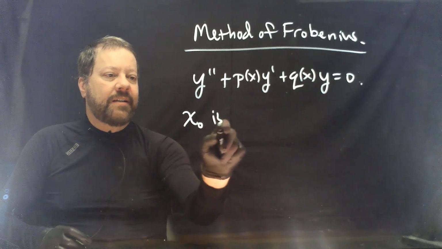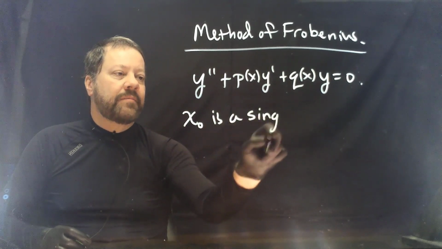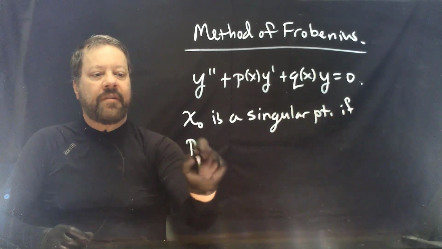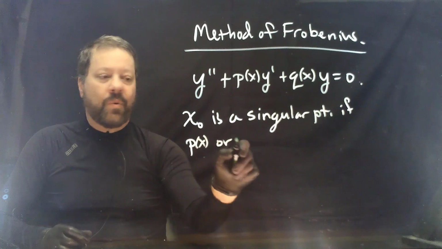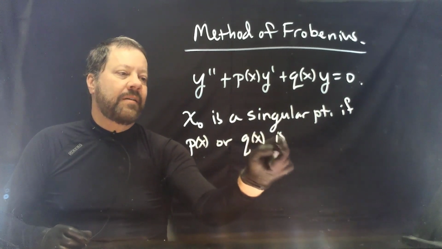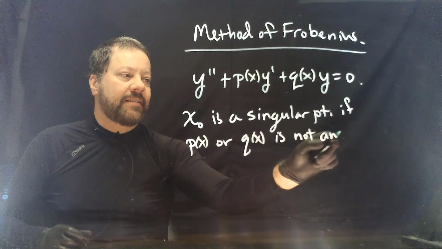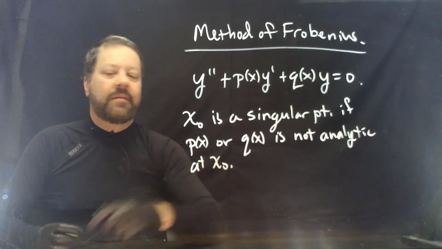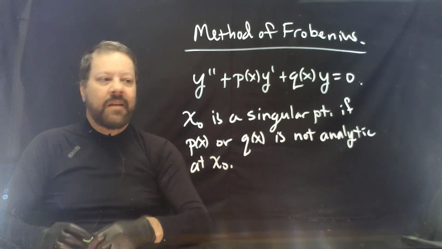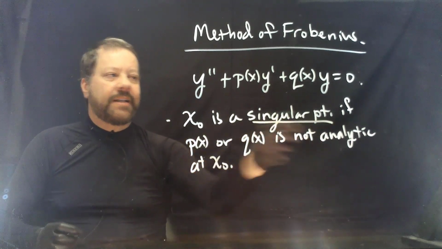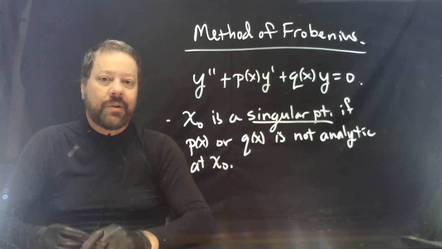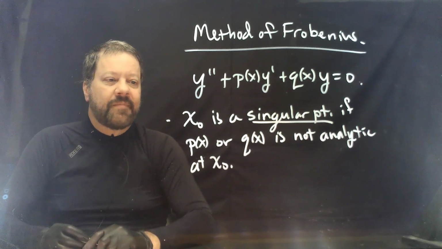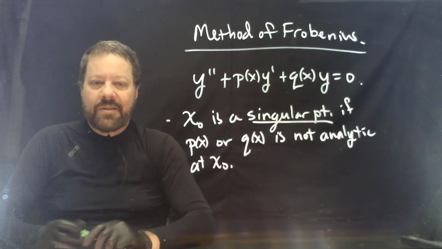x naught is a singular point if p of x and/or q of x is not analytic at x naught. So now we know how to identify these singular points and why x equals 0 is a singular point of Bessel's equation. But what makes a regular singular point?